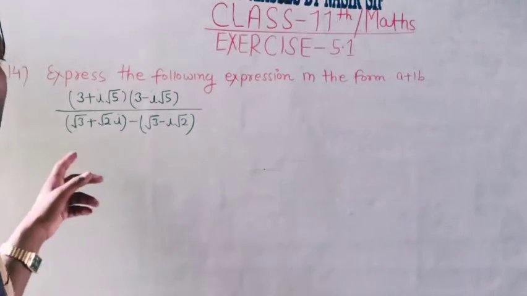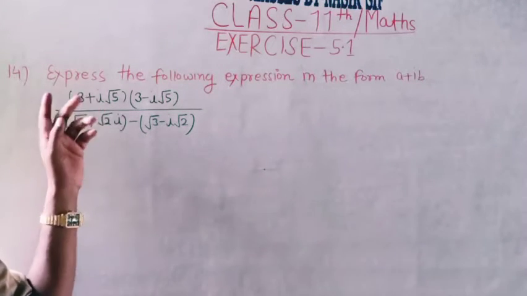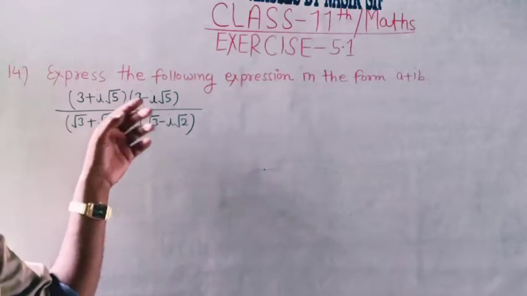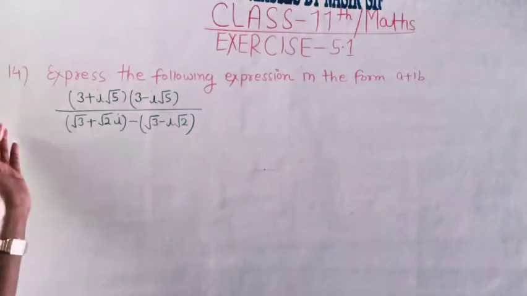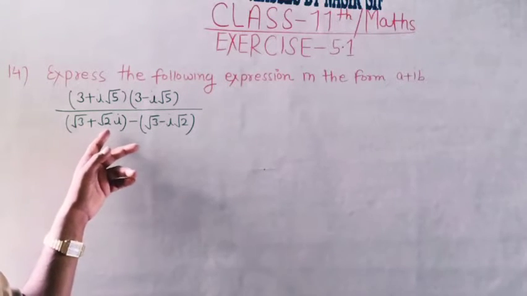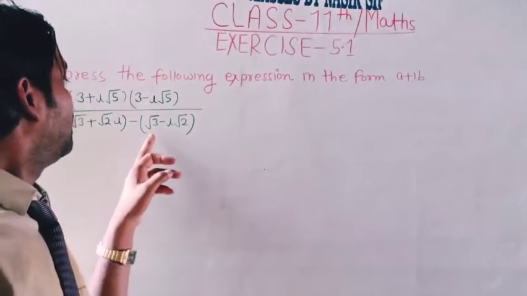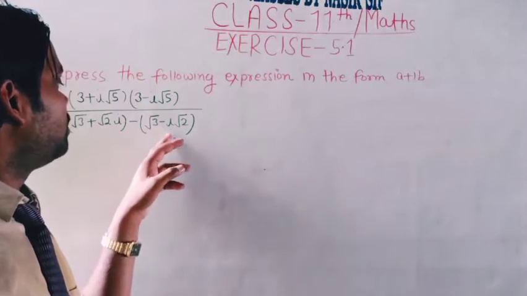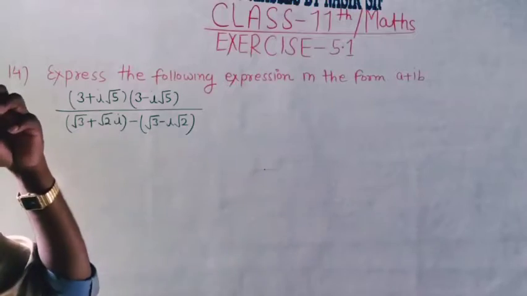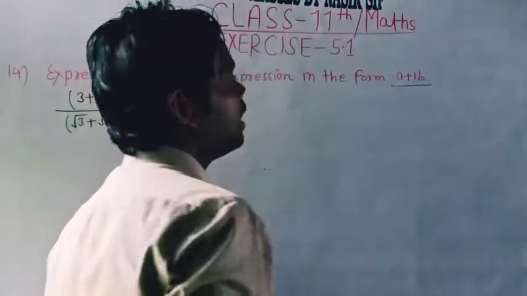Okay, this is (3 plus i square root 5)(3 minus i square root 5) upon (square root 3 plus square root 2 i) minus (square root 3 minus i root 2). Okay, we have to express this expression in the standard form a plus ib.